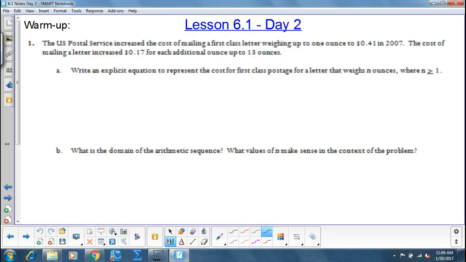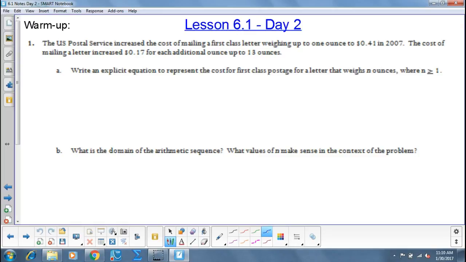All right, so part A says write an explicit equation. So that means we got to write just the equation. We got to write out what we're looking for here. First off, we got to decide. We got 2 roads to choose from. There's the arithmetic road and there's the geometric road. Which road are we going down in this particular situation?